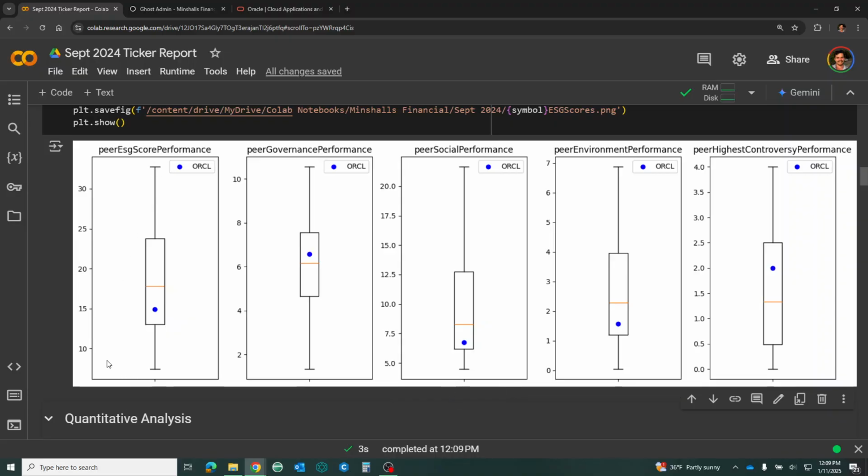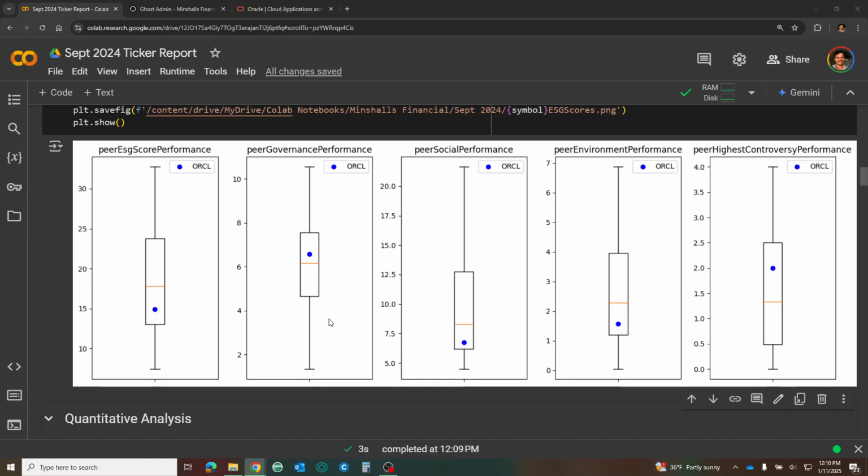This is interesting because I thought ESG scores typically go from like 0 to 100. So the fact that their entire industry is below 50 is kind of surprising to me, unless I'm misunderstanding the y-axis here.